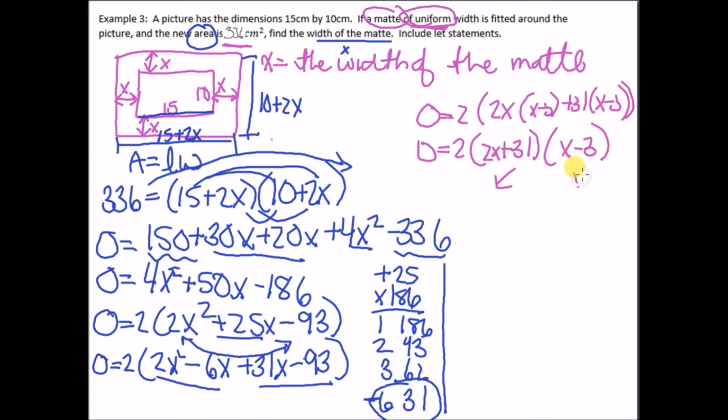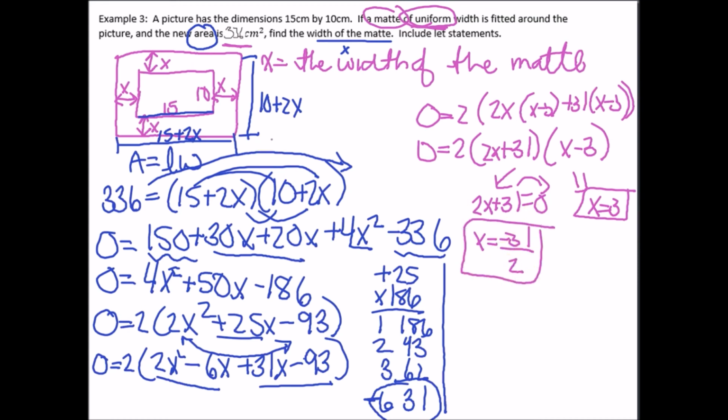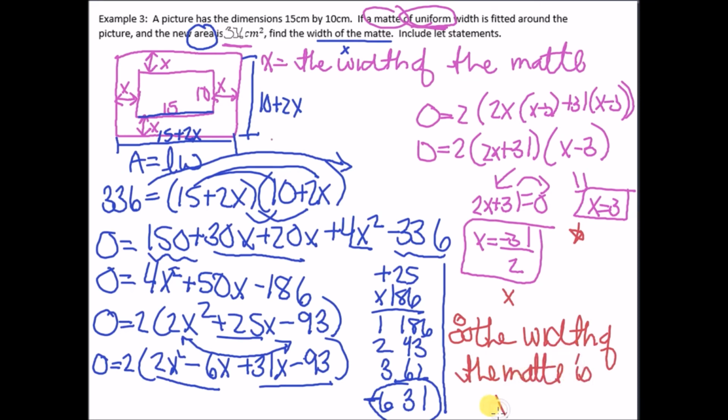Now, we want to actually solve for the x's. So I get x equals 3 for one. And then we can go 2x plus 31 equals 0. Bring that 31 over, divide by 2. I get negative 31 over 2. Well, we know that x is the width of the mat, and the width of a mat cannot be negative. So our answer is x equals 3. Therefore, the width of the mat is x equals 3.